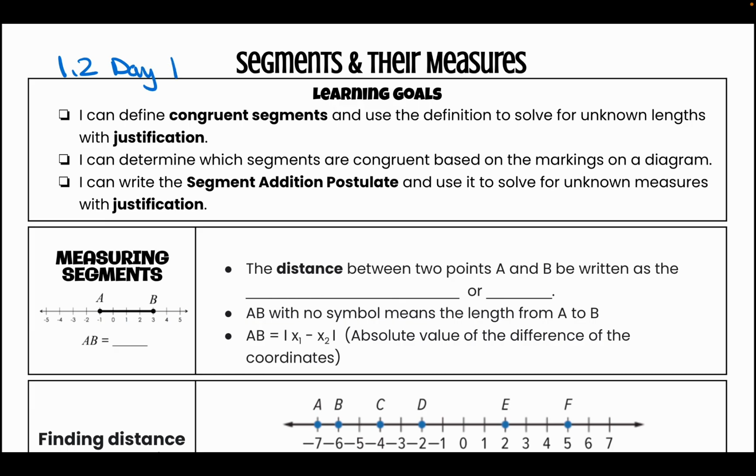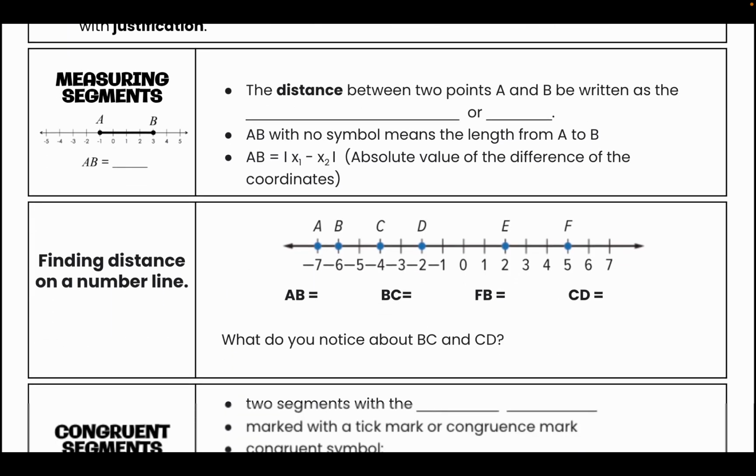Day 1. So our learning goals: I can define congruent segments and use their definition to solve for unknown lengths with justification. I can determine which segments are congruent based on the markings on a diagram. I can write the segment addition postulate and use it to solve for unknown measures with justification. So first, we need to talk about measuring segments.